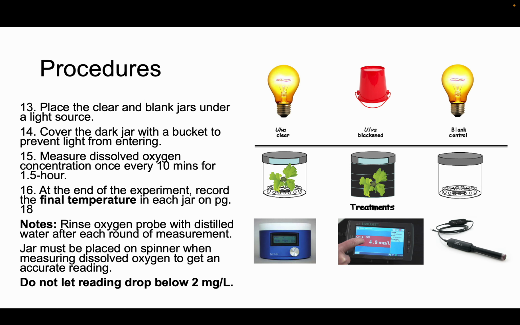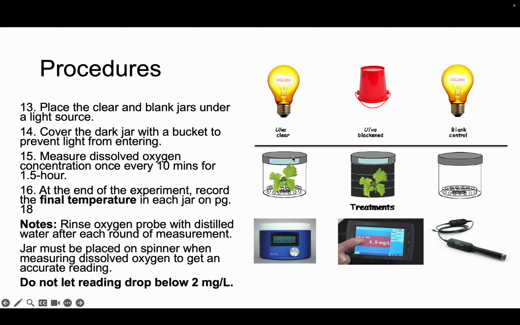Then you're going to set your timer for 10 minutes. The clear jar is going to be stored under the light. The black jar, you can put a bucket over it to keep it dark. And then the blank control, you also put it underneath the light as well. You're going to leave them in that condition for 10 minutes. After 10 minutes, you repeat the reading.